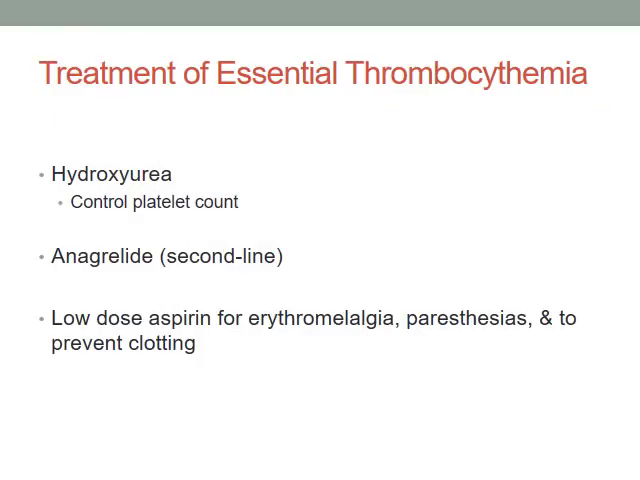Essential thrombocythemia is treated with a variety of agents, the most common being hydroxyurea, which is used to lower platelet count. Patients may also be treated with a second-line agent, anagrelid, which is able to decrease the production of megakaryocytes. Patients may also be put on a low-dose aspirin to prevent complications from clotting.